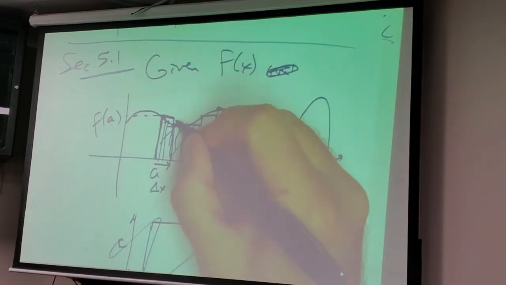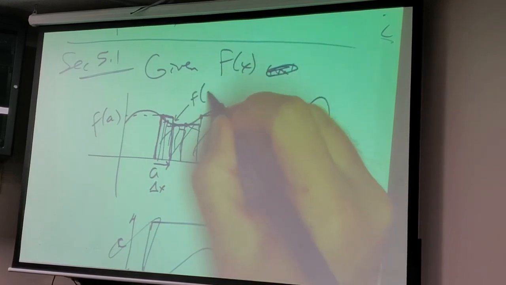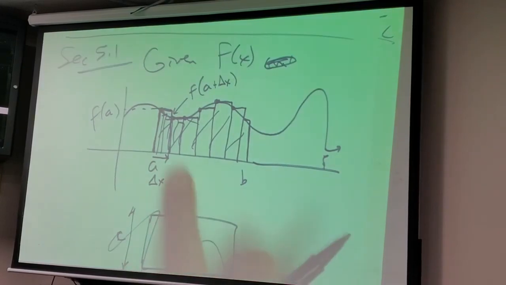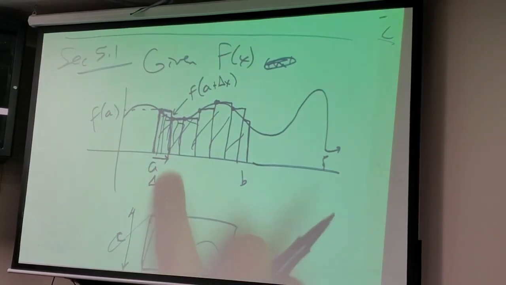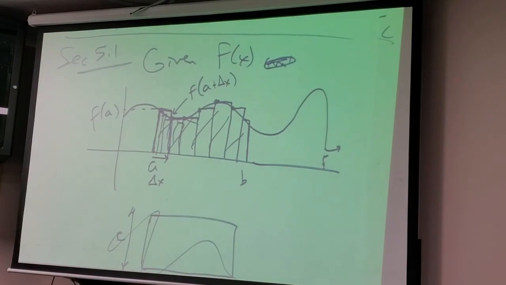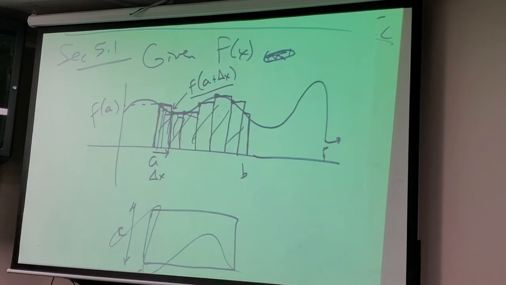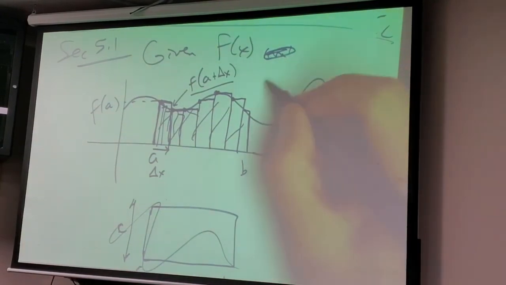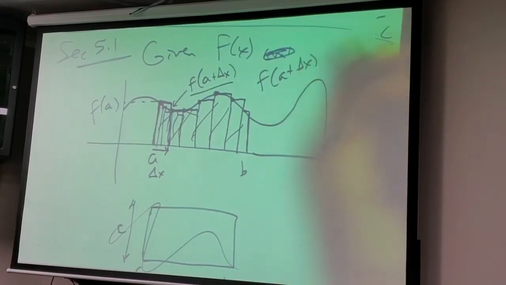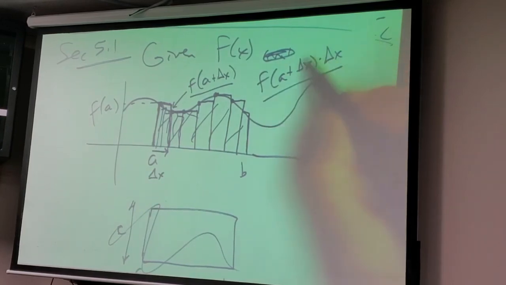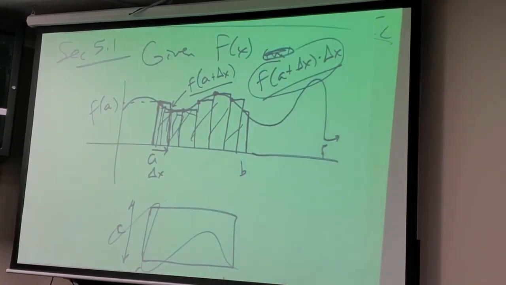What's the next rectangle's height? Because what's the next input? Isn't the next input A plus delta X? So isn't the next height going to be F of A plus delta X? And what I'm going to do with each of these F's, am I not going to just multiply it by the width? The F is the height times the width. So every rectangle is going to look something like this. So I just do each rectangle, figure out every area, and then add them up.